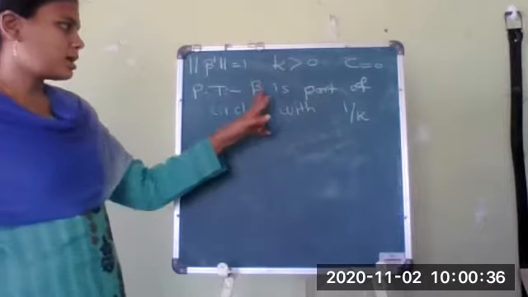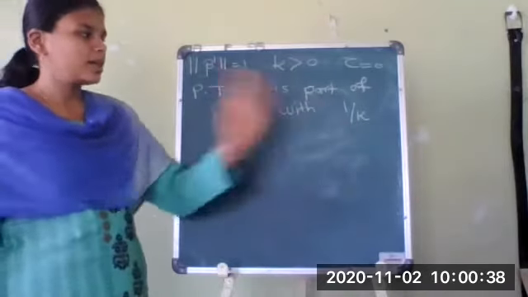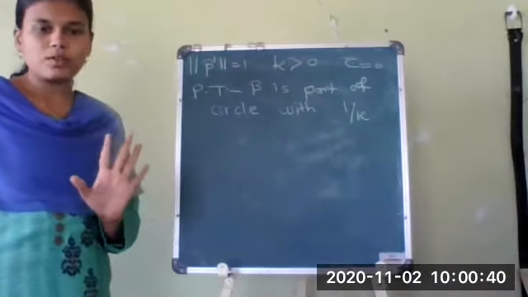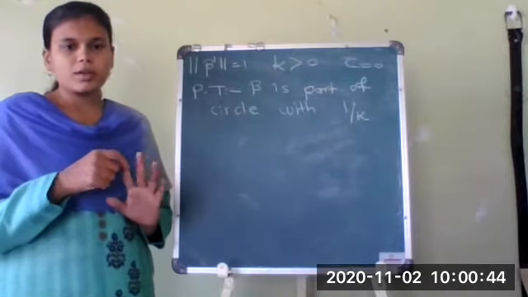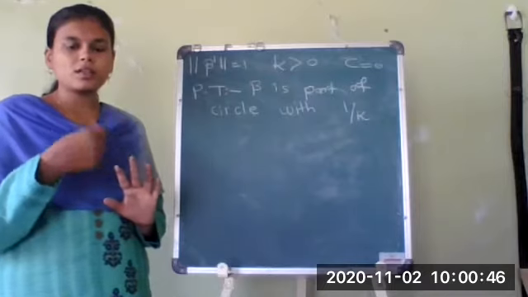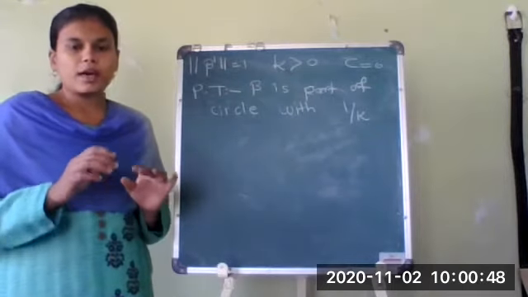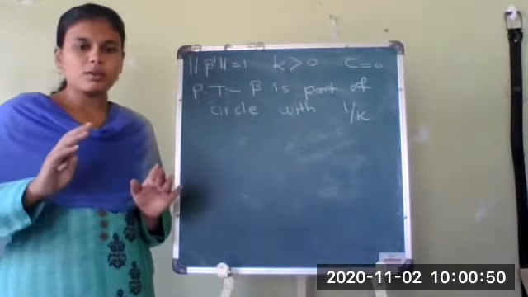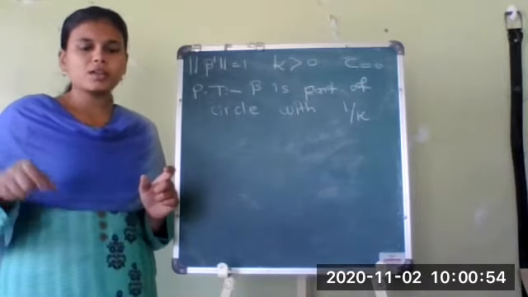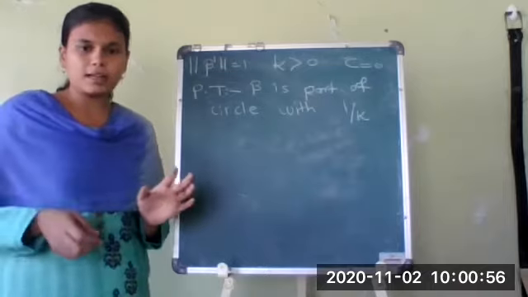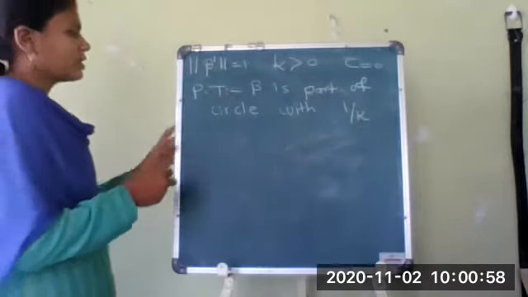So here we have to show that beta is a part of a circle with radius 1 upon k. Both are reciprocals of one another. If curvature is more, radius is smaller. If radius is smaller, curvature is more. As the radius is smaller, the bending is more. If radius is larger, there is less bending. Correct?